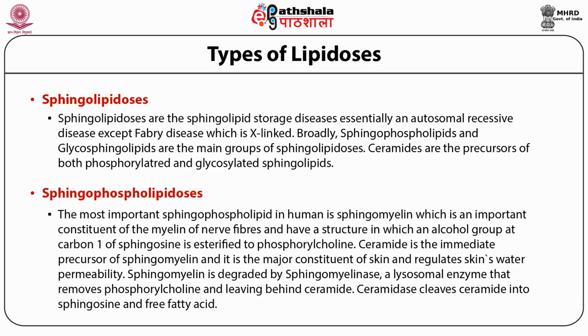and it is the major constituent of skin and regulates the skin's water permeability. Sphingomyelin is degraded by sphingomyelinase, which is a lysosomal enzyme that removes phosphorylcholine, leaving behind ceramide. The ceramidase cleaves ceramide into sphingosine and free fatty acid. Ceramide and sphingosine regulate many signal transduction pathways, mostly PKC dependent pathways, and also promote apoptosis.